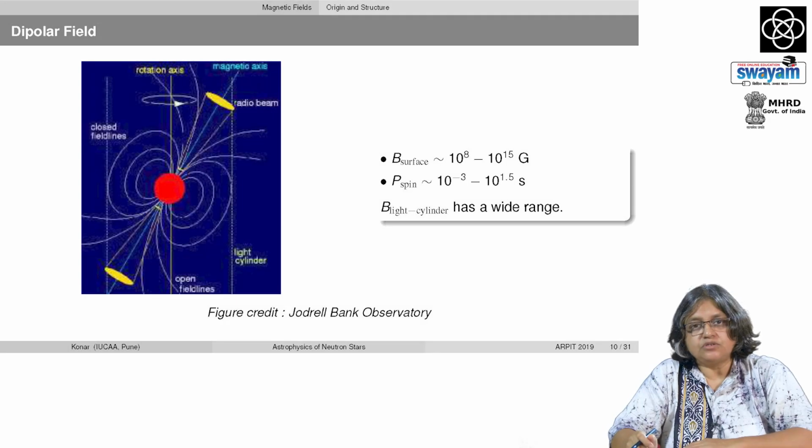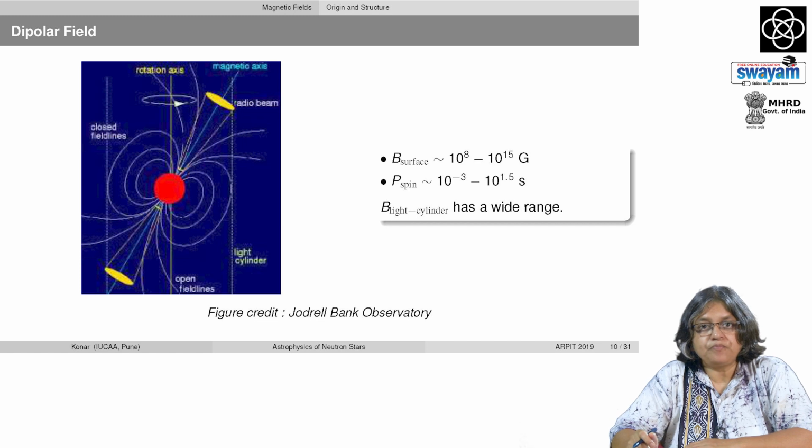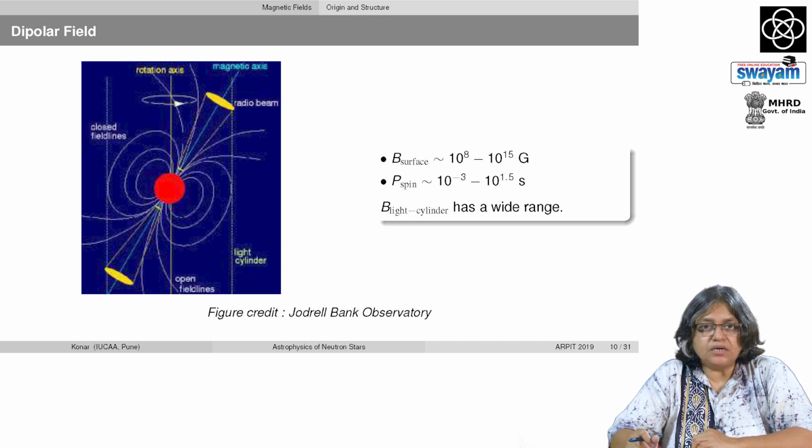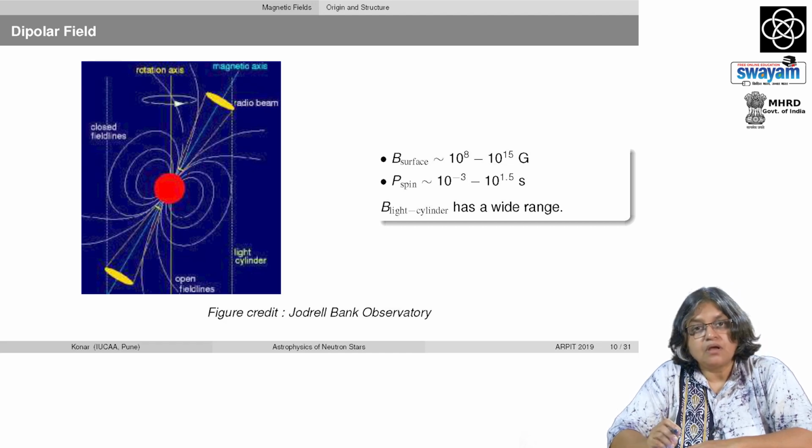Now, let us talk about the magnetic field itself. This is our familiar dipole field configuration of a neutron star. There is a dipole field at an angle with the rotation axis of the neutron star.